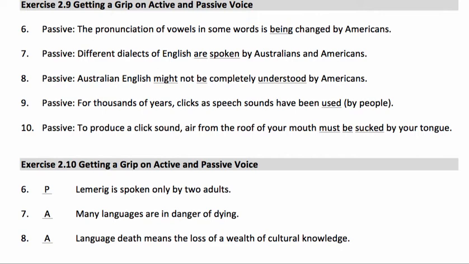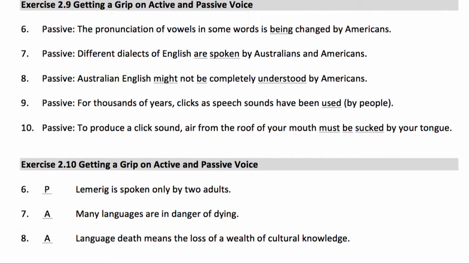Now in exercise 2.10, number 6, limerick is spoken. So we have a subject, limerick. This subject is not doing anything. Plus we have a be verb is plus participle spoken, and then we have the by phrase there. So we can see the passive structure of be verb plus participle.